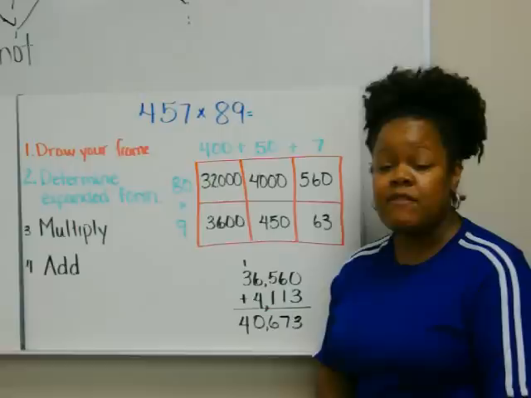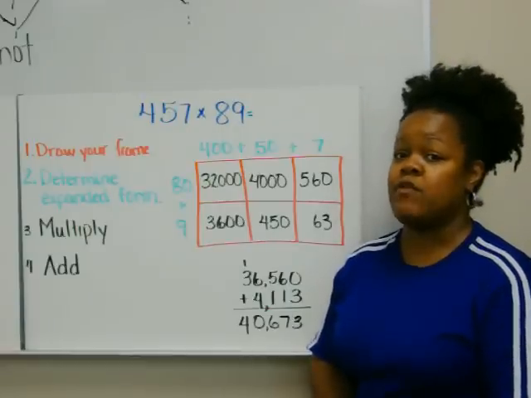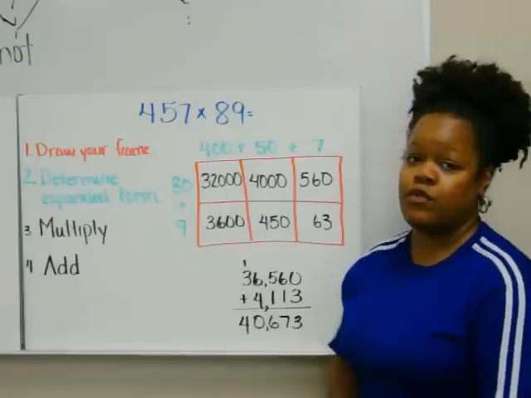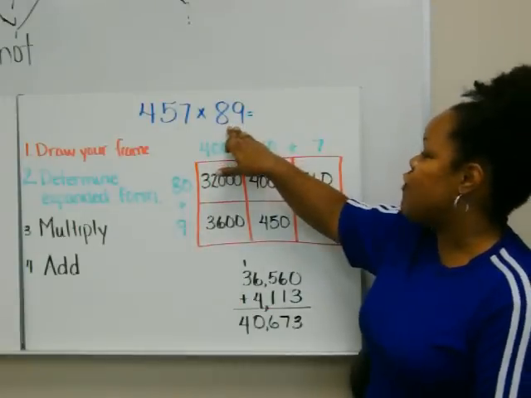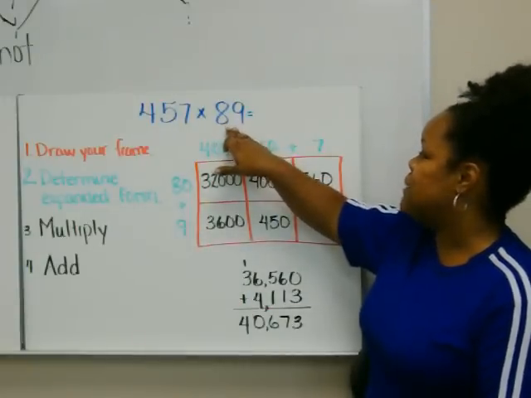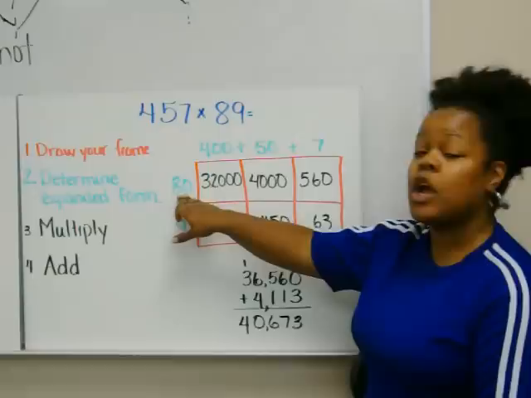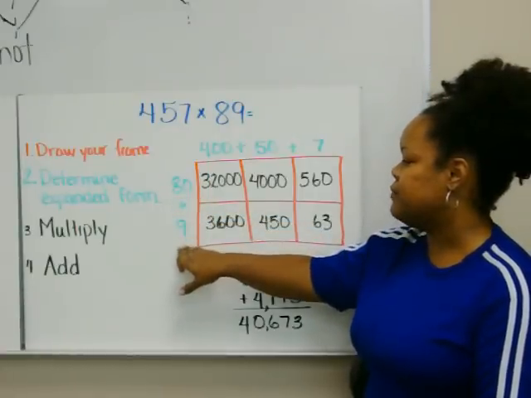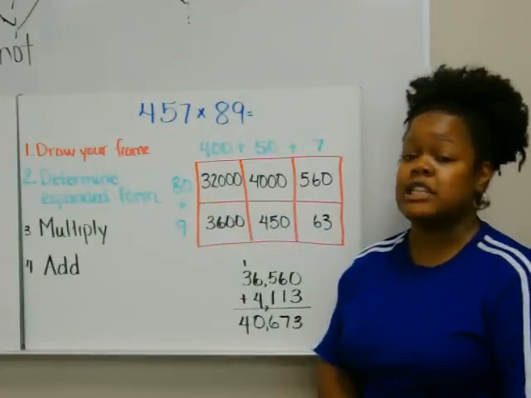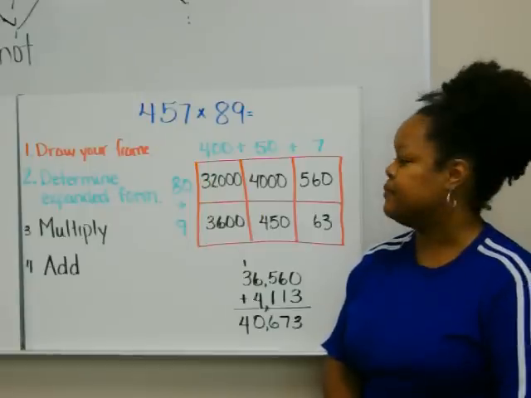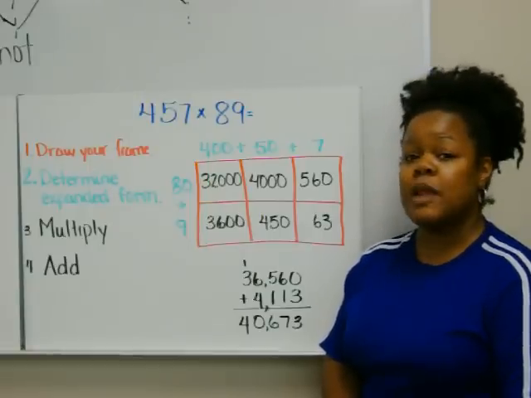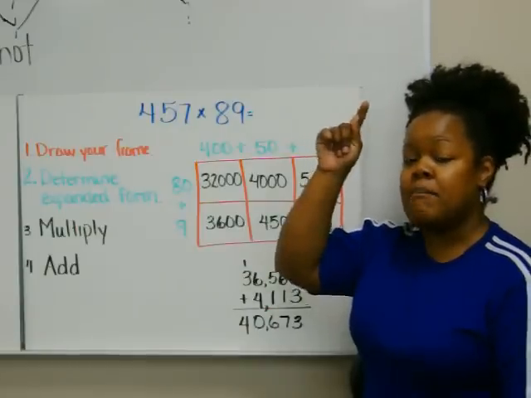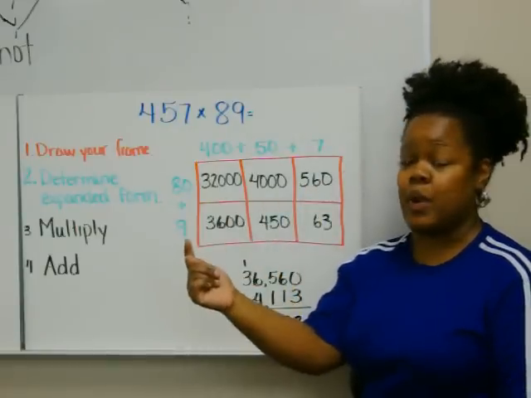You will take your second factor and break it into expanded form also, but that factor will be placed on the left side of your frame. The expanded form of 89 is 80 plus 9, which will be written going along the side of your frame. 80 plus 9. After you've determined expanded form, you need to multiply. In order to multiply, you're going to multiply the number on the top of your column by the number on the side of your row.